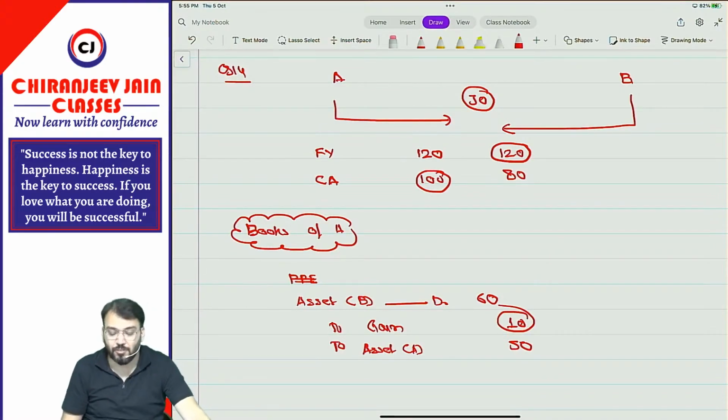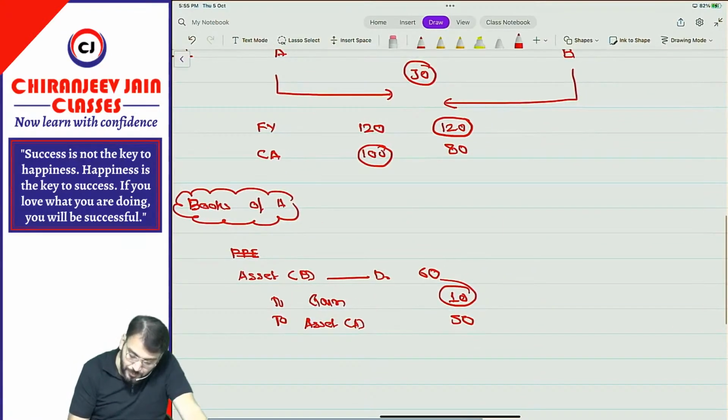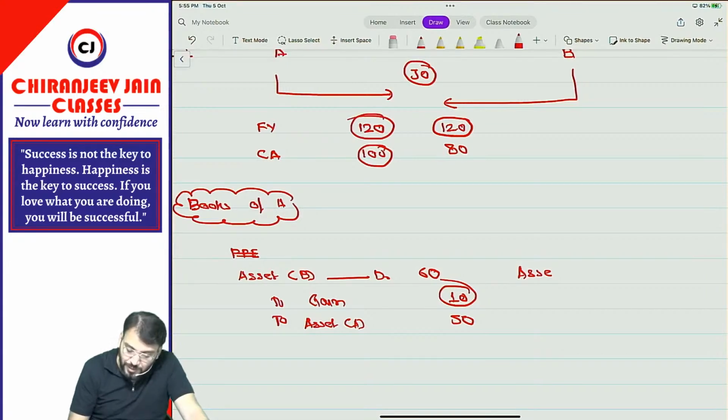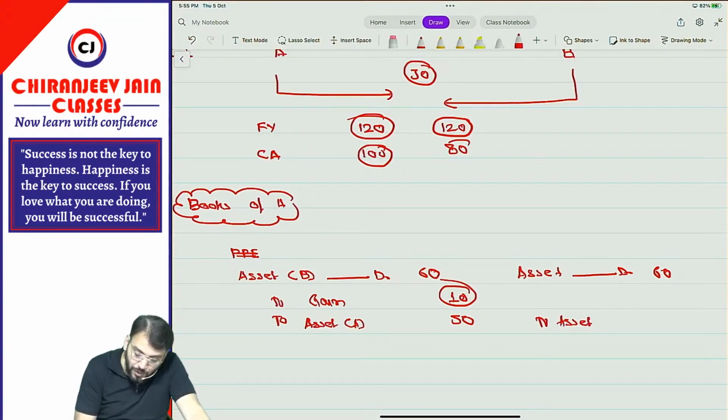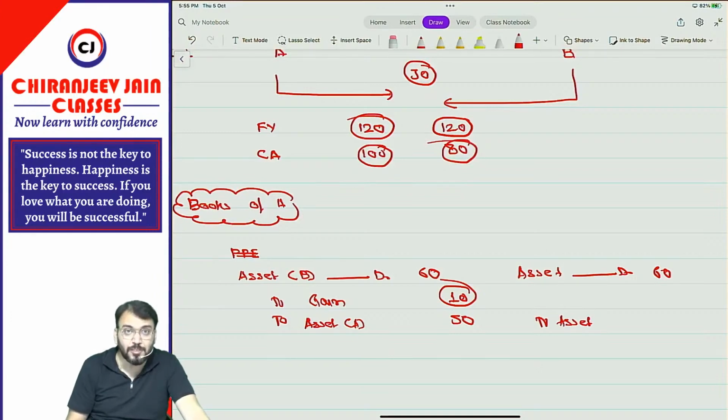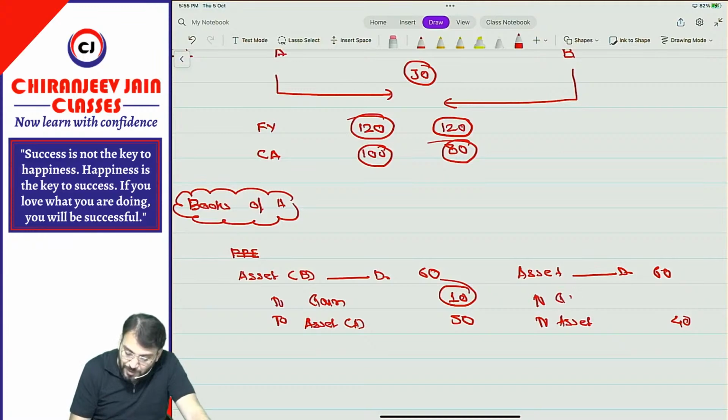10 will be recognized. Similarly, in the books of B, can you see we recognize the asset? This 120 we recognize to the extent of 50%, that is 60, and whatever asset is de-recognized, it is 50% of 80 that will be de-recognized, 40. So how much gain will be recognized in the books of entity B?